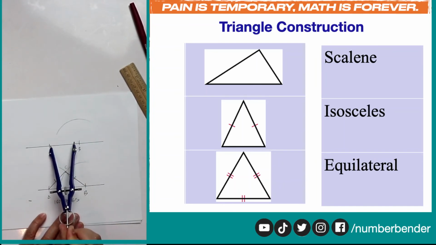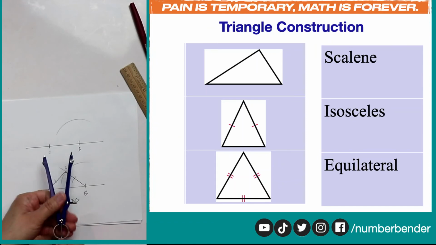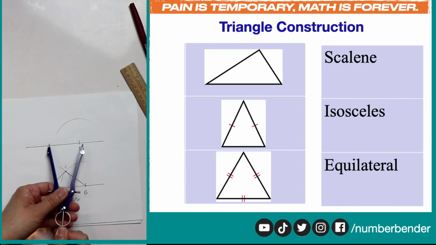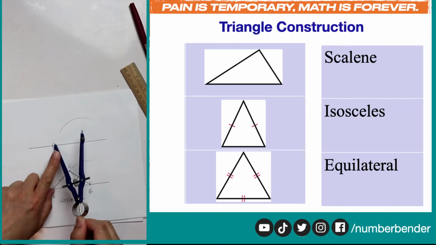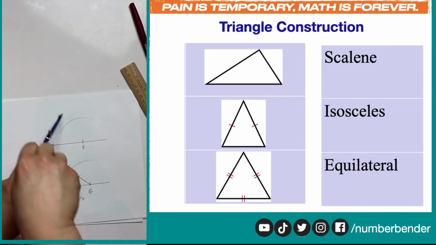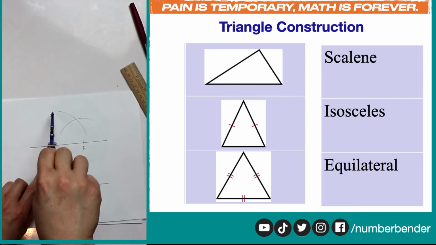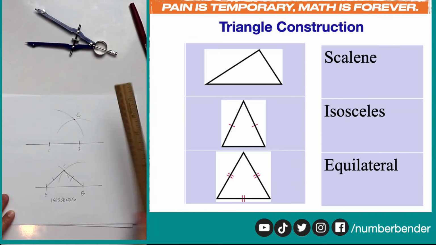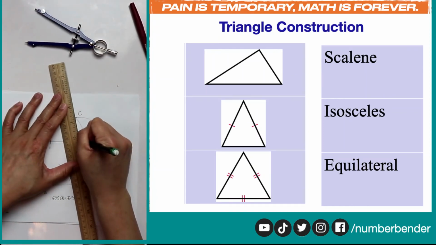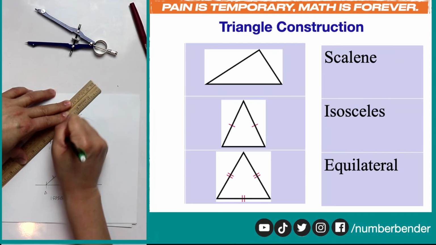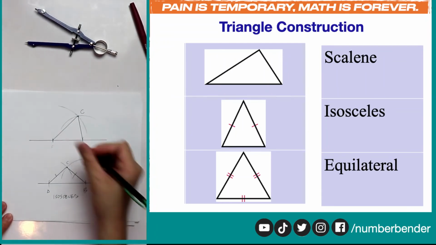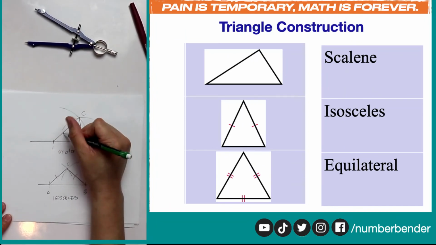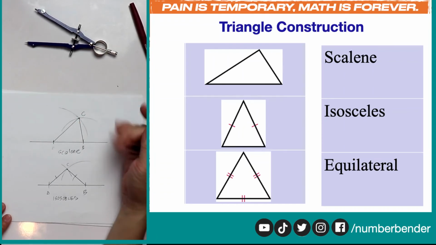And then for point A, you need to now adjust your compass and make sure that the compass is not the same as AB. I'll make it a little wider like this, so I know it's wider. And I'll place my needle to A and draw a curve that will intersect my first curve. And now I'm able to produce point C right here. And if I connect B and C and C and A, now I'm able to produce a scalene triangle wherein all of the sides here have different measurements.